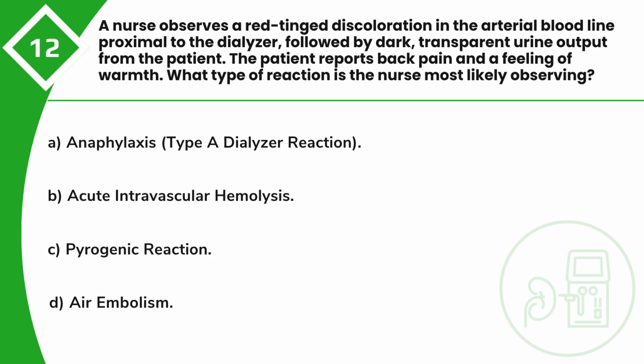Question 12. A nurse observes a red-tinged discoloration in the arterial blood line proximal to the dialyzer, followed by dark, transparent urine output from the patient. The patient reports back pain and a feeling of warmth. What type of reaction is the nurse most likely observing? A. Anaphylaxis, Type A dialyzer reaction. B. Acute intravascular hemolysis. C. Pyrogenic reaction. D. Air embolism.